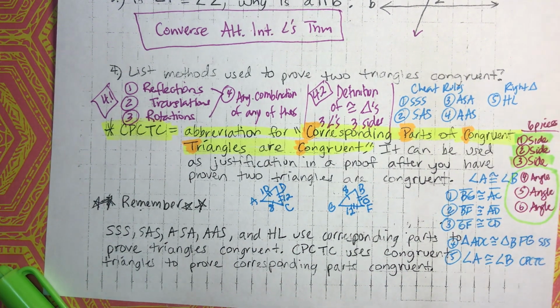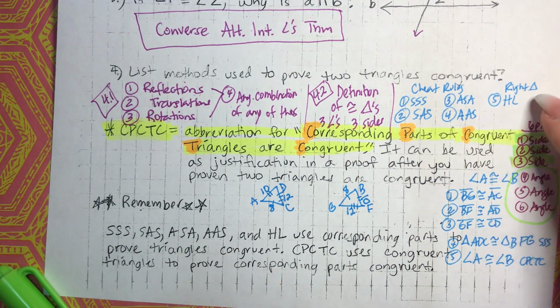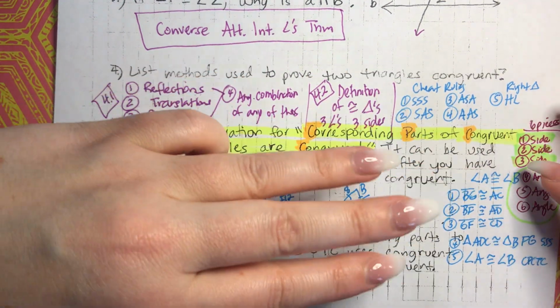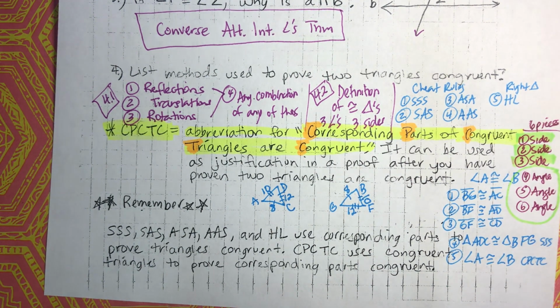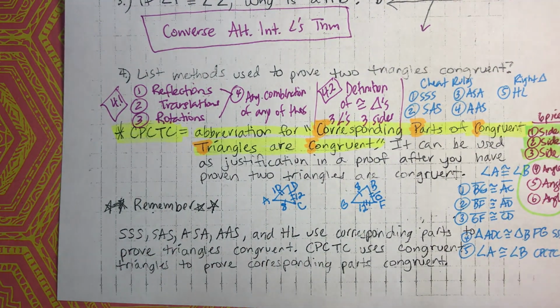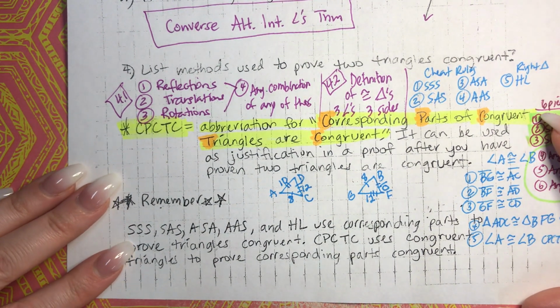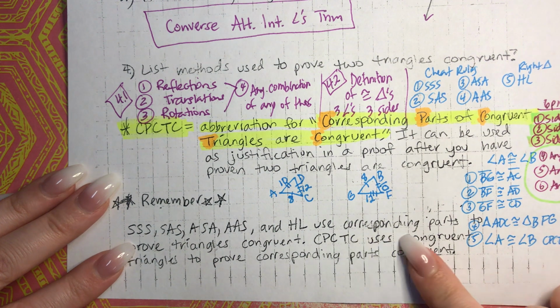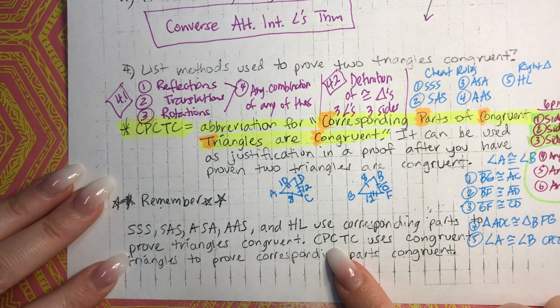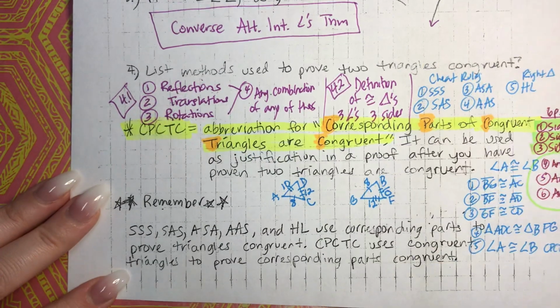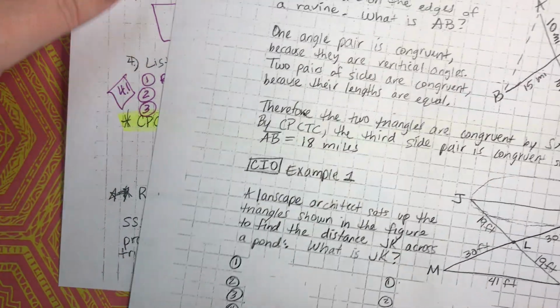You're going to be given information, you're going to prove triangles are congruent using one of these cheat rules, and then they're going to ask you to prove that one of those other 3 pieces are congruent, and that's how you're going to use CPCTC. Congruent parts of congruent triangles are congruent. Whew! All right, I hope that makes sense. We'll go over some problems and hopefully it'll make more sense. So, remember, side, side, side, side, angle, side, angle, side, angle, angle, angle, side, and HL use corresponding parts to prove triangles are congruent. CPCTC uses congruent triangles to prove corresponding parts are congruent. All right, cool. Let's go ahead and look at some examples.